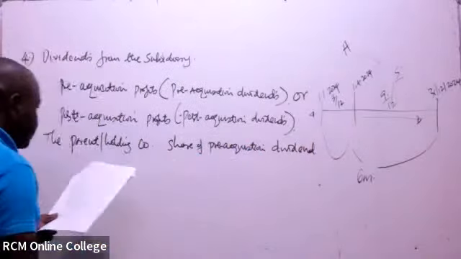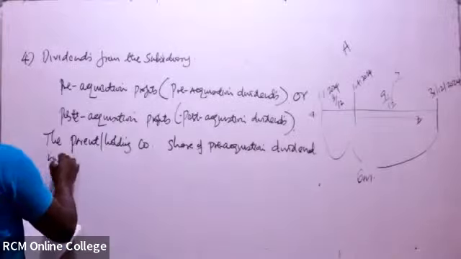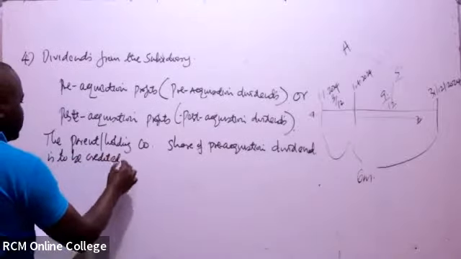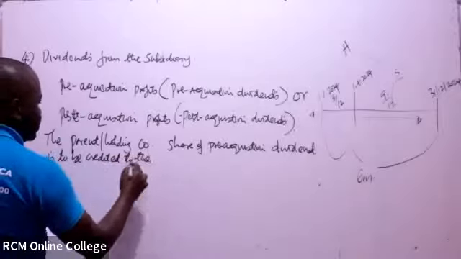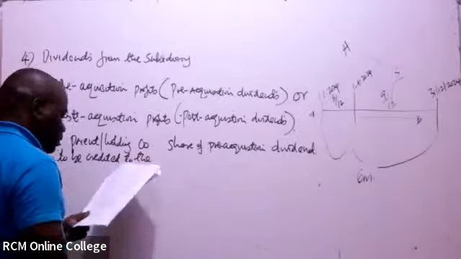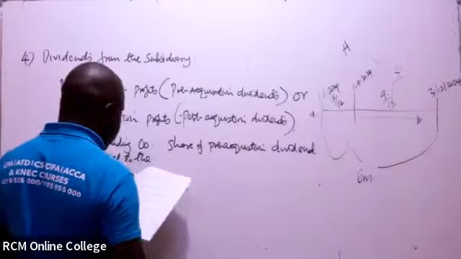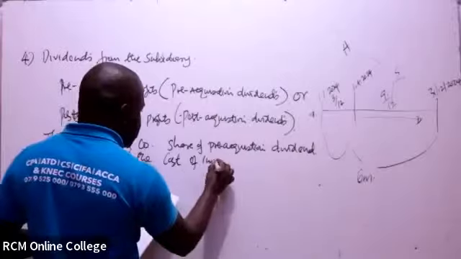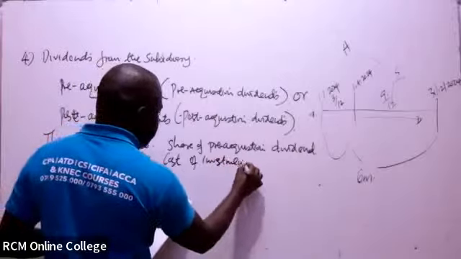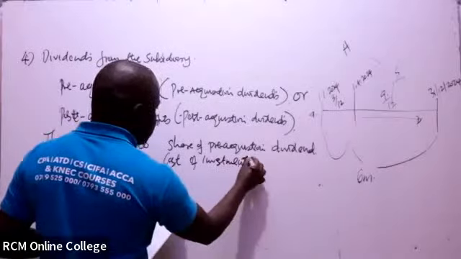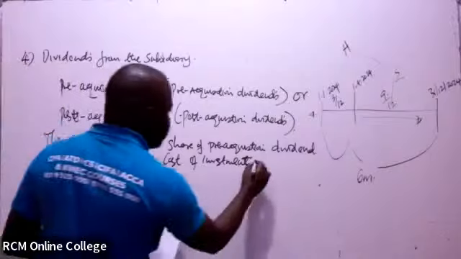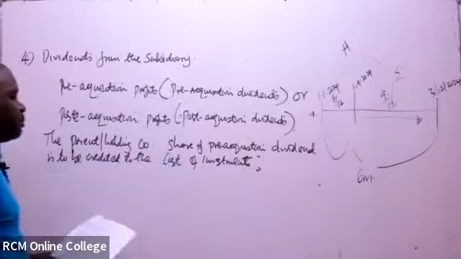The parent's share of the pre-acquisition dividend is to be credited to the cost of investment. So this simply means you put a semicolon. This simply means this is what will happen.